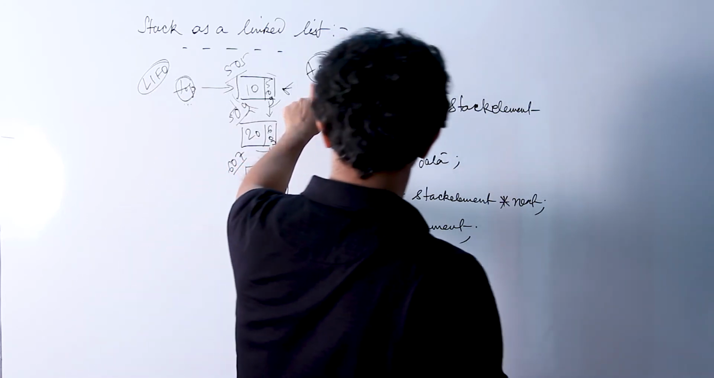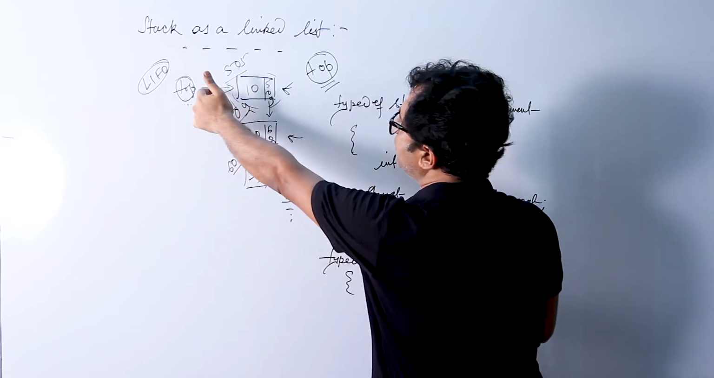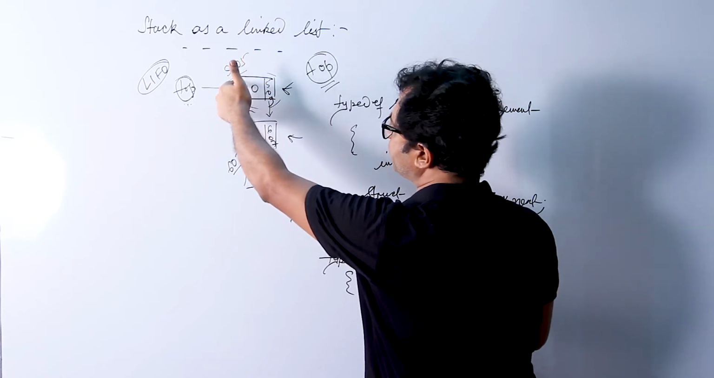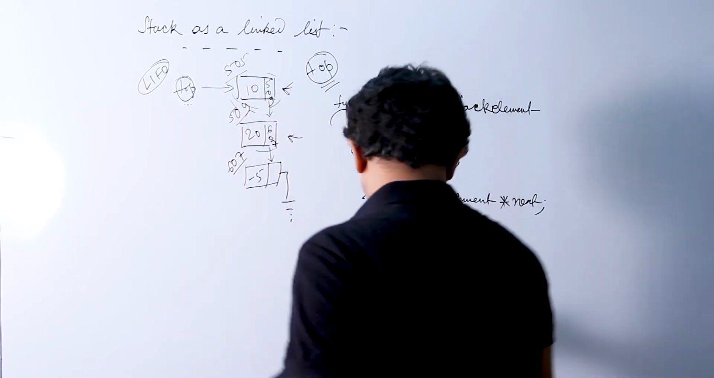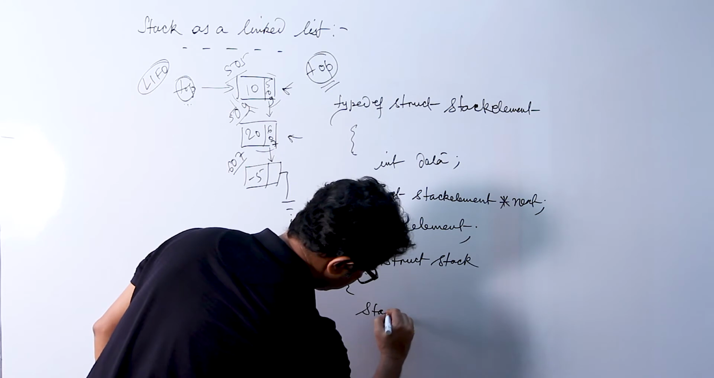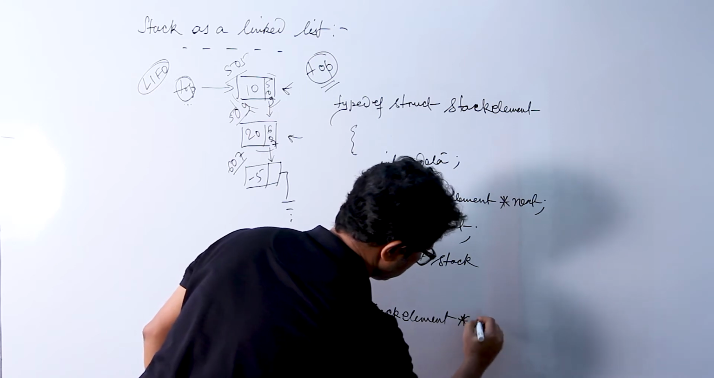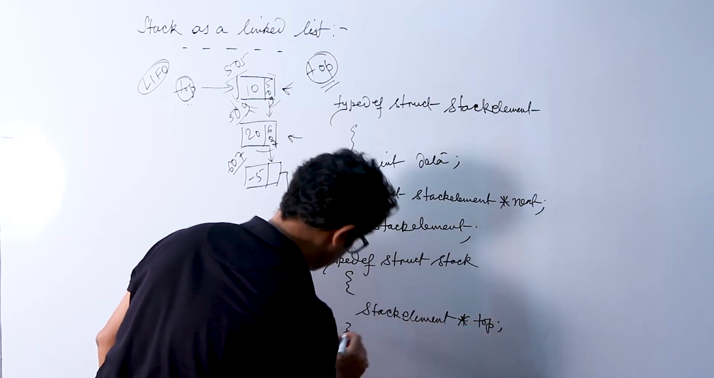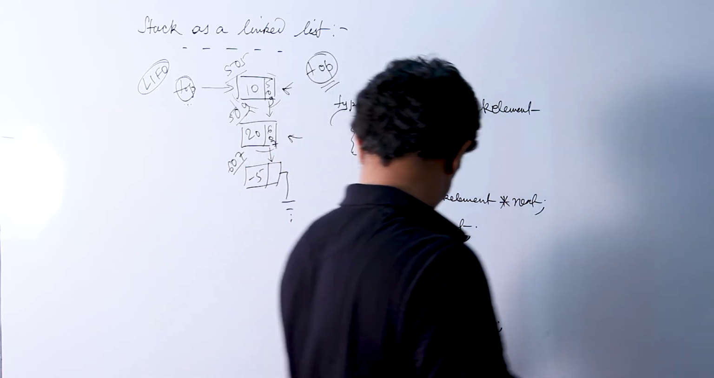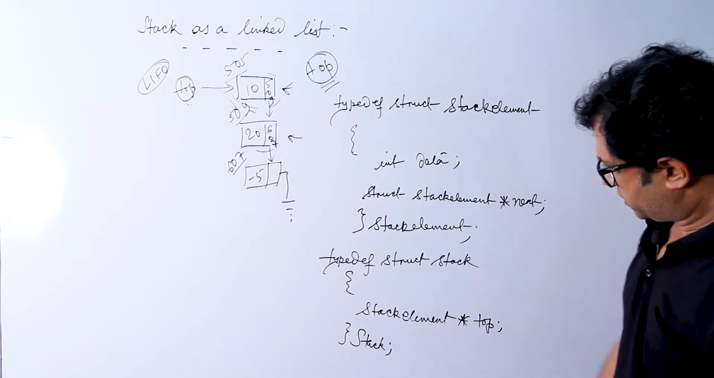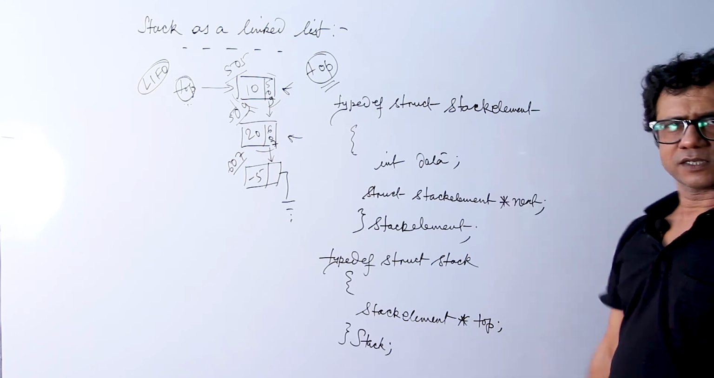We'll take only this top. And what is the top? Top is a pointer to this sort of a node, that is, the node which is a stack element type of node. So top is nothing but a pointer to a stack element. So we will write like this: stack element star top, and nothing else. I will write stack as the name of this data structure. So these are the two structure definitions which we require in order to implement stack as a linked list.